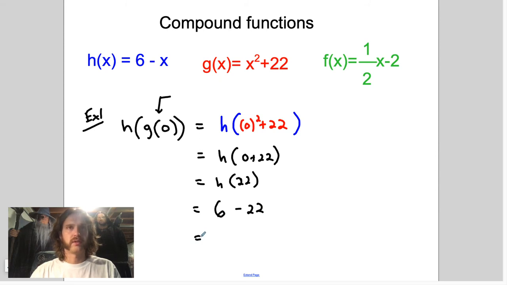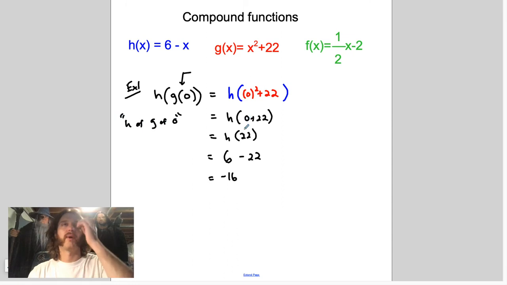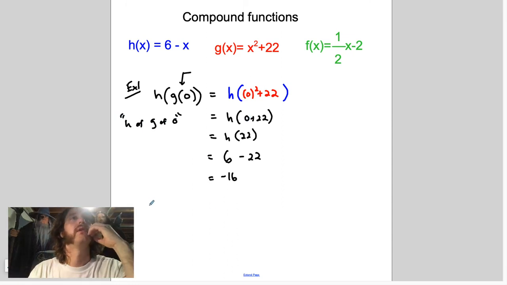which is something. 16, negative 16. Is that right? 16? Yeah. So what is h of g of 0? H of g of 0? Oh, so fun. Compound functions. H of g of 0. Cool. Okay. Yeah, it's negative 16. Great.